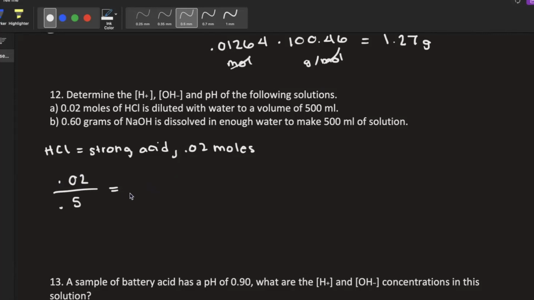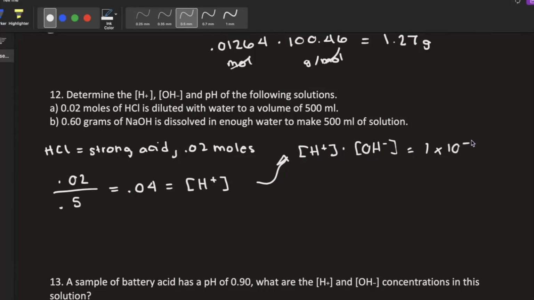This is going to give us 0.04. This is going to be equal to our hydrogen ion concentration. Now, how do we determine the OH minus concentration, or the hydroxide ion concentration? Remember in earlier problems that the hydrogen concentration times the hydroxide ion concentration is equal to 1 times 10 to the negative 14th.